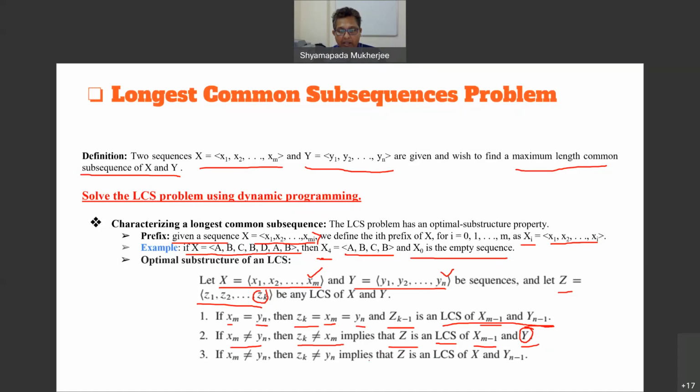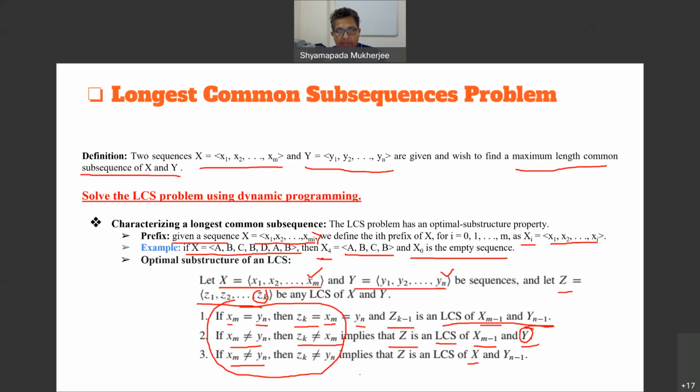In other words, oppositely, if xm does not equal yn and zk is not yn, that means z is the longest common subsequence of x and y(n-1). Okay, so in this way you can see that the problem is the longest common subsequence of xm and yn, but based on these conditions, it becomes the longest common subsequence of smaller-length prefixes of the two sequences.